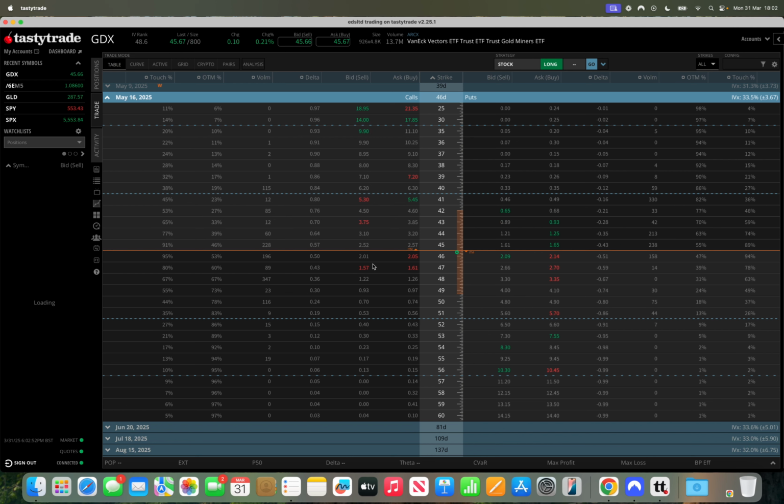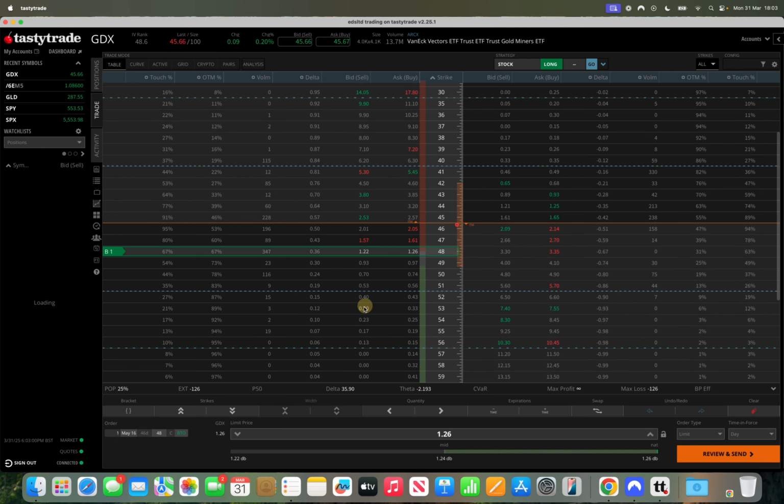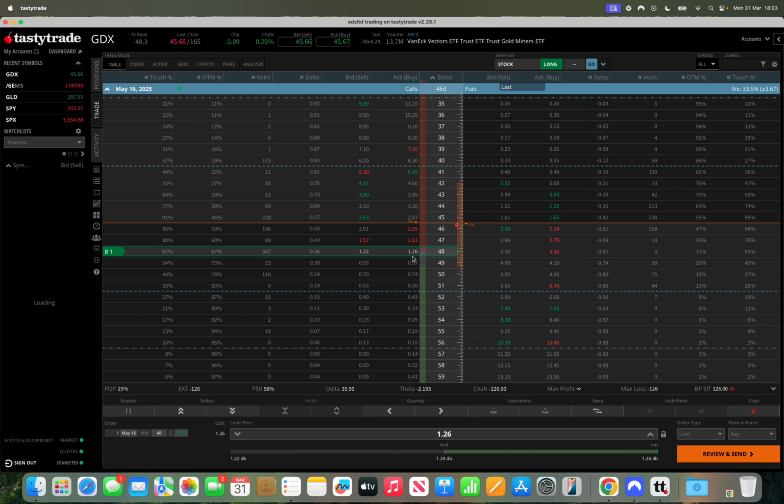So let's say in this instance, you thought that GDX was going to go higher. Let's say you think that GDX is going to go to $60. You might buy a 48 strike contract here for $1.26. You might buy this, and in this instance, you need price to move up. Price is currently below 48. If price goes lower, you lose. If price stays where it is, you lose. If price goes higher but not high enough, you lose. So you really only have one win condition, and that is for price to go above 49, or above 49.26 to be exact.